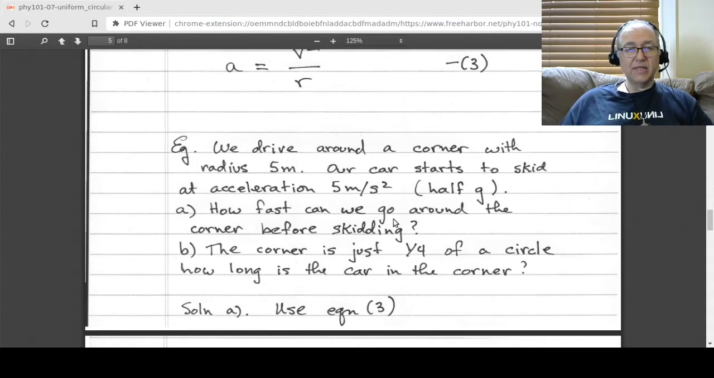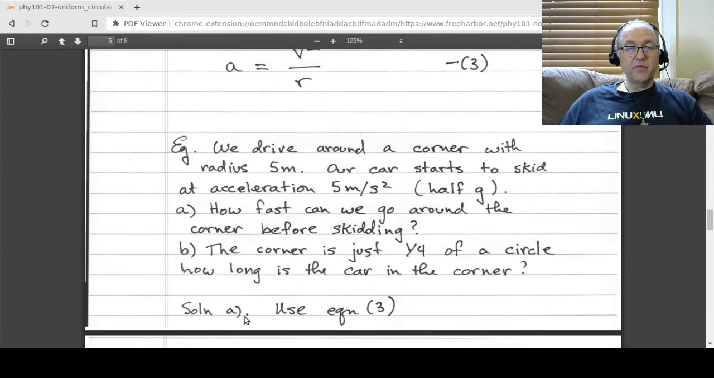Question A is, how fast can we go around the corner before skidding? That makes sense. You kind of want to know that. And then part B is, suppose that the corner is only a quarter of the circle. You don't need a full circle. When you're on that quarter of the circle, you're still doing uniform circular motion, even if it's not a full circle. So if the corner is just 1/4 of the circle, how long is the car in the corner? Basically, how long does it take to make the turn? That's just 1/4 of your period.